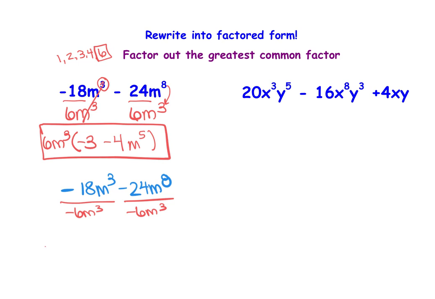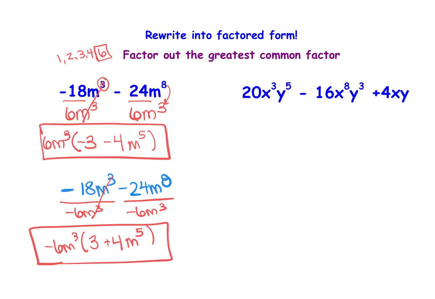So here if we factor out a negative 6m to the third, we would get negative 18 over negative 6 is 3, and then those m's cancel. Negative 24 over negative 6 is a positive 4, and then 8 minus 3 leaves us with m to the fifth. So you can see here that regardless, we end up with an expression where if we were to redistribute, we would go back to where we started. Now let's take a look at the second example over here.